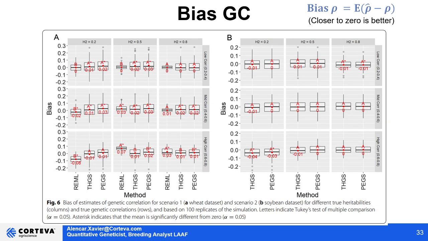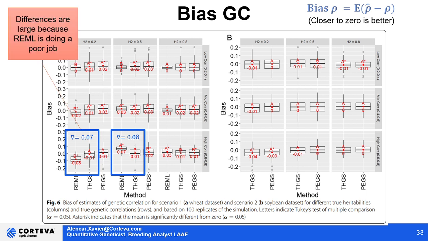Now the bias of the genetic correlations. In full disclosure, genetic correlations are really hard to estimate in general. It's hard for REML and it's hard for all the methods. A very interesting thing here is that when we had high correlation and low heritability, the difference is 0.07, not because our method was bad, but because REML was unable to do a good job.